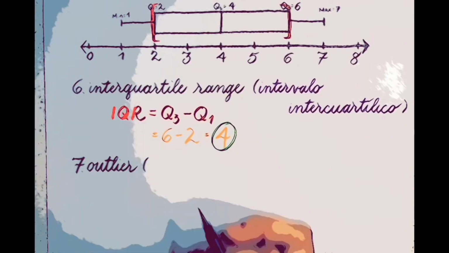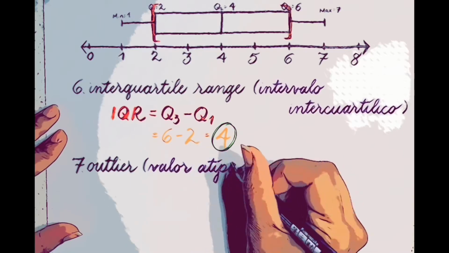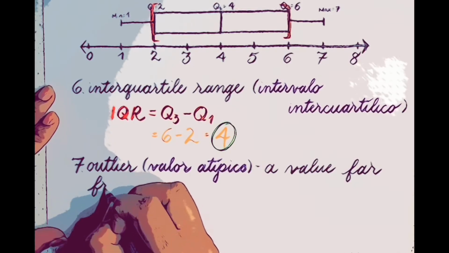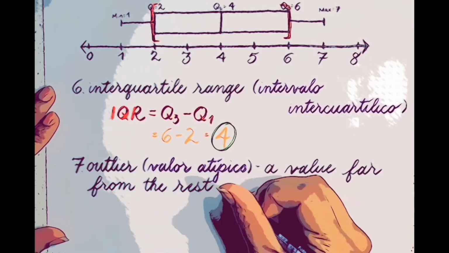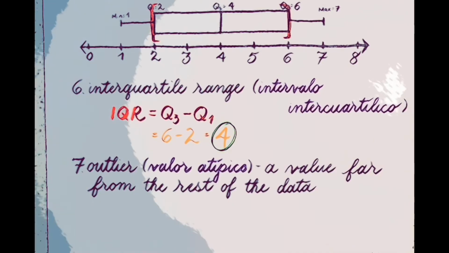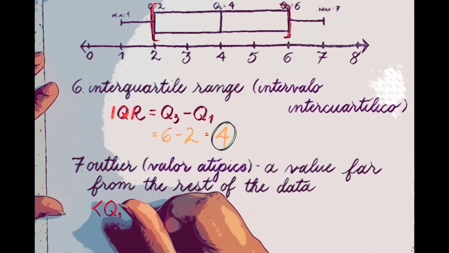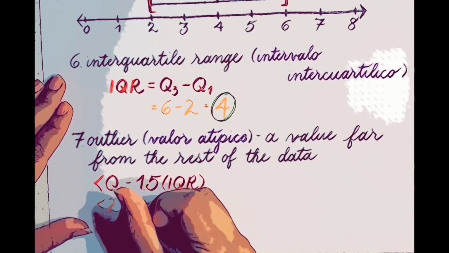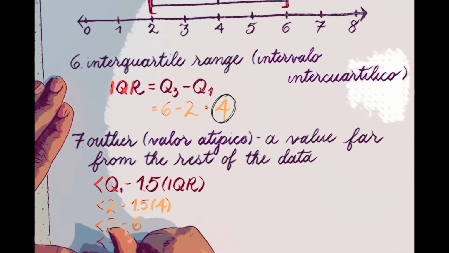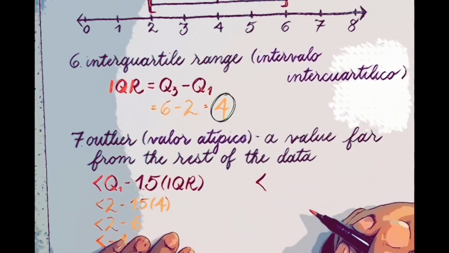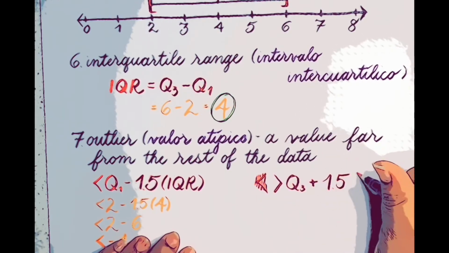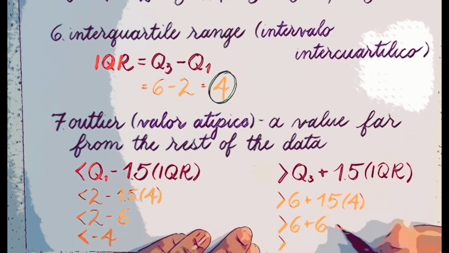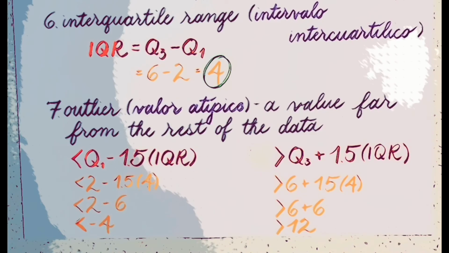And finally, we have outlier, o valor atípico, which is a value that's far from the rest of the data. Un valor lejano del resto del conjunto de datos. So we have specific formulas to find outliers that are on the low side and that are on the high side. So on the low side, it's Q1 minus 1.5 times the IQR. This will give you any numbers that are low outliers. And then on the high side, it's anything higher than Q3 plus 1.5 times the IQR. So these will give you numbers that are much higher than the data. Anything that's lower or higher than this range is an outlier.